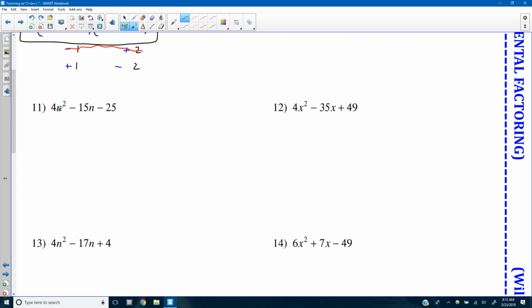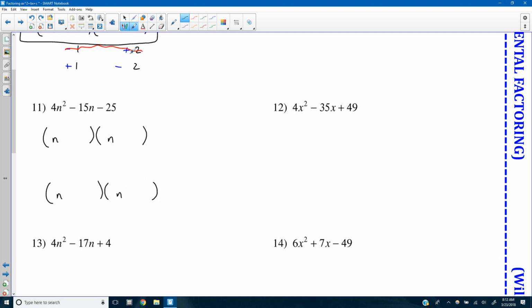Well, I might be changing something here now. Number 11, 4n squared minus 15n minus 25. This is an n times n deal right here. There's no common factor, so I know I'm n times n. Here's the difference with this kind of problem, and this is what's going to take this one just a hair longer. I'm going to write out 2 sets just to show you.